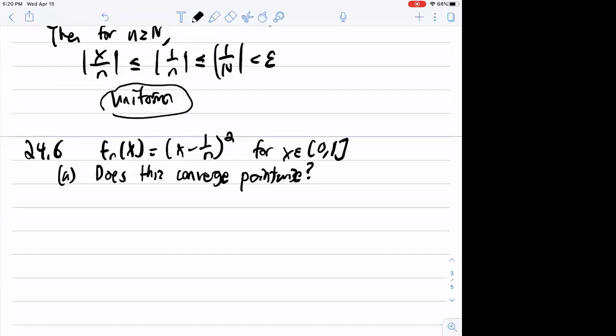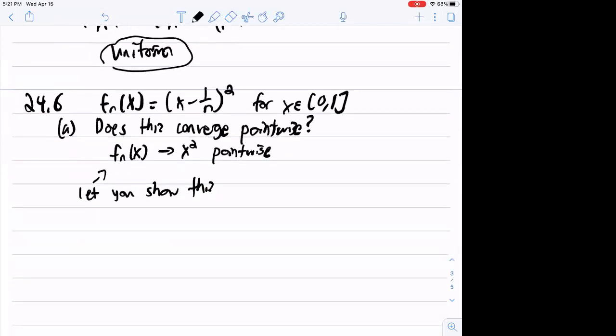So what happens when n goes to infinity? 1 over n goes to 0, so you should expect this to converge pointwise to x squared. Hopefully that's clear. If you take the limit, the 1 over n becomes 0, so you just have x minus 0, squared. Okay, so I'll let you prove this. Good practice on the definition of pointwise convergence.